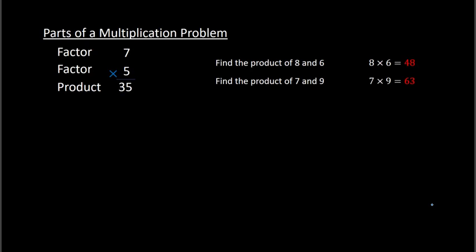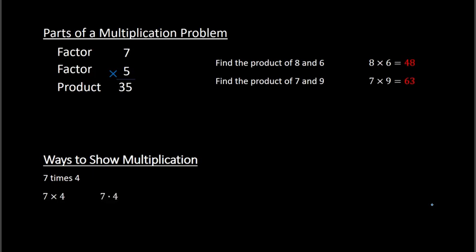When you multiply, there are different ways to represent multiplication. For example, if you are told 7 times 4, you could write this your traditional way with a 7 and then the times sign and then 4. Or you could use a raised dot like this. So 7 times 4 would be written like this as well, with a dot in between.